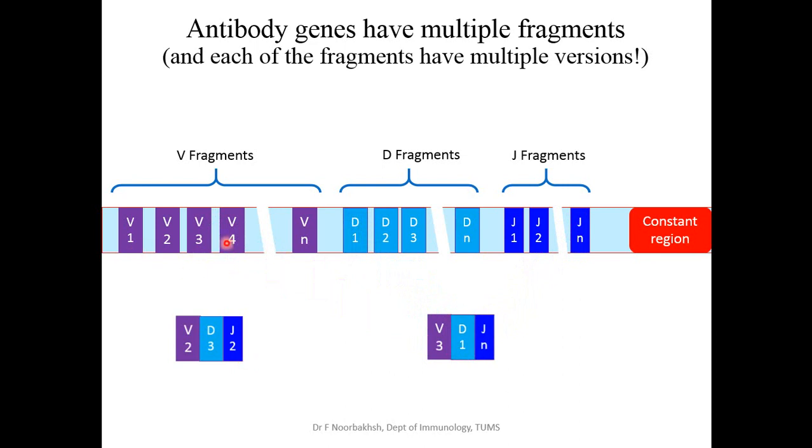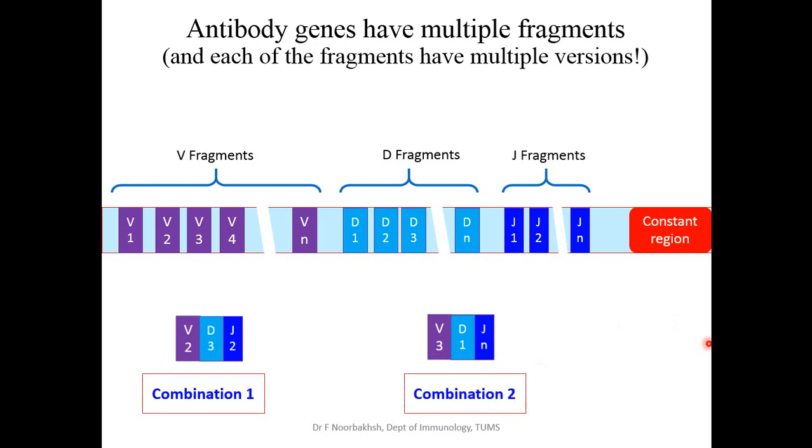Imagine that I have 100 different V fragments, 10 different D fragments, and 10 different J fragments. Overall, I have 100 plus 10 plus 10, which is 120 different fragments. But they can combine in 10,000 different ways. So they get multiplied, 100 times 10 times 10. So they can give us 10,000 different so-called VDJ forms. And that is how combinatorial diversity takes place at the level of genes for B lymphocytes.